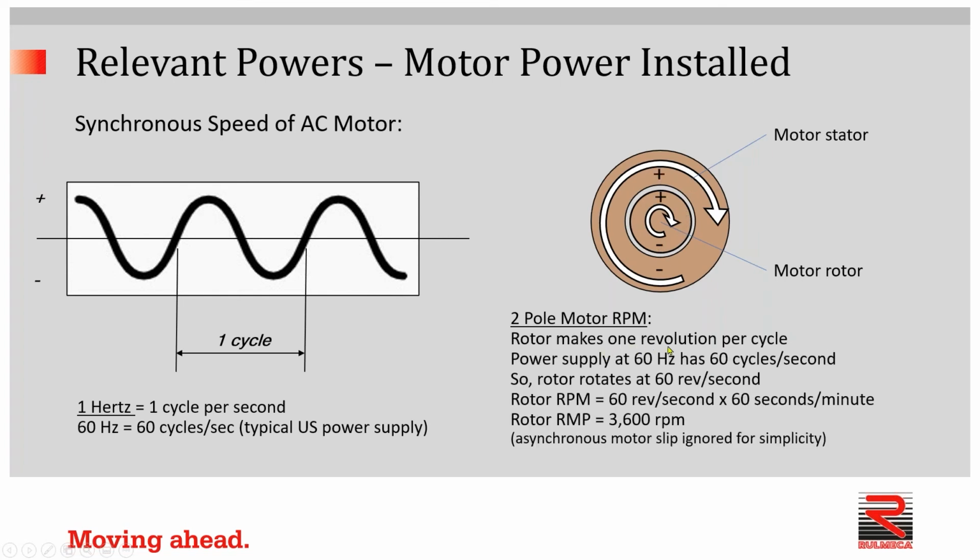Since the rotor makes 1 revolution per cycle, if the power supply is at 60 hertz, we would have 60 cycles per second. So the rotor would rotate 60 revolutions per second. So very easily we can see that the rotor RPM in this example of a 2-pole would be 60 times 60, which is 3,600 RPM. Now, to simplify the explanation, we are ignoring motor slip. All of the motors we're talking about in this tutorial are asynchronous motors, which have a certain amount of slip, but we're ignoring that just to make the concepts easier to grasp.